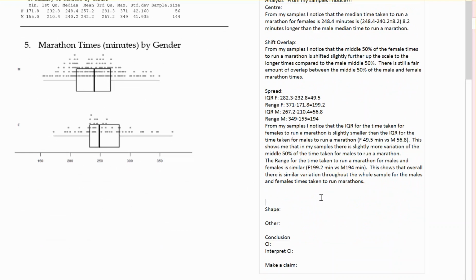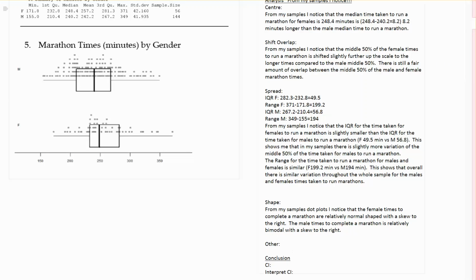Our next one for the basics would be shape. And if I look at the shape of these two things, I'm going to say that the females is relatively normal and slightly skewed to the right because I've got a longer tail here. And for the males, yeah, I might say bimodal and skewed right because there are kind of two peaks in there. You could sort of see them if you watch the mouse move over those. So that's what I would say.